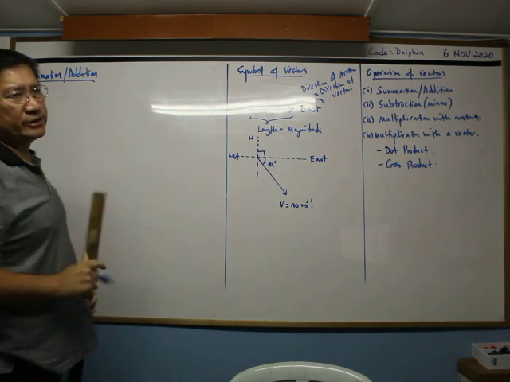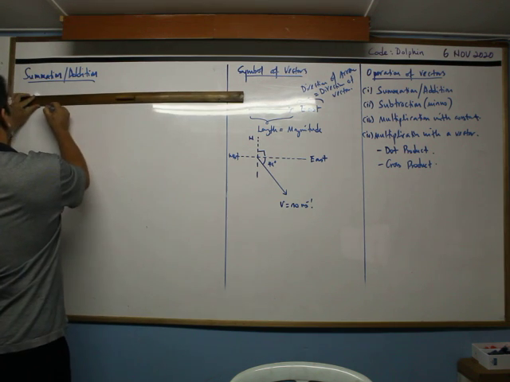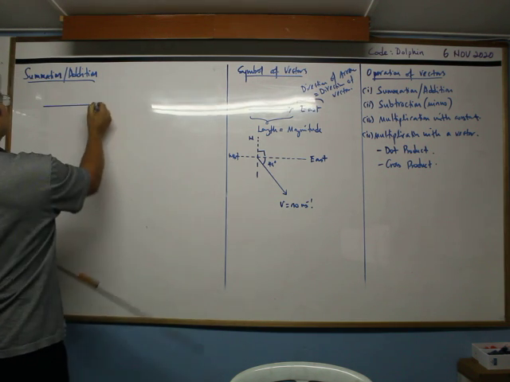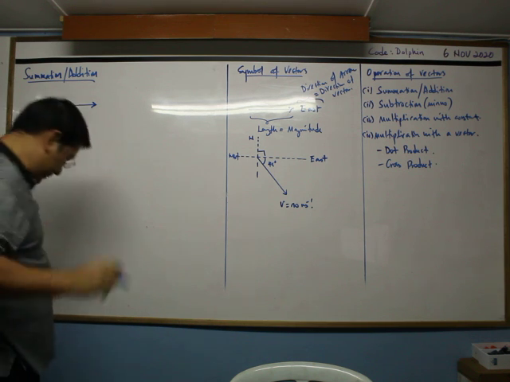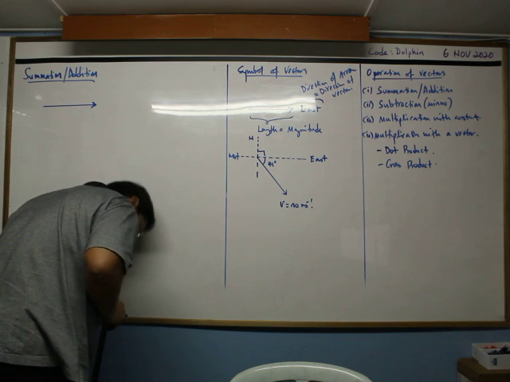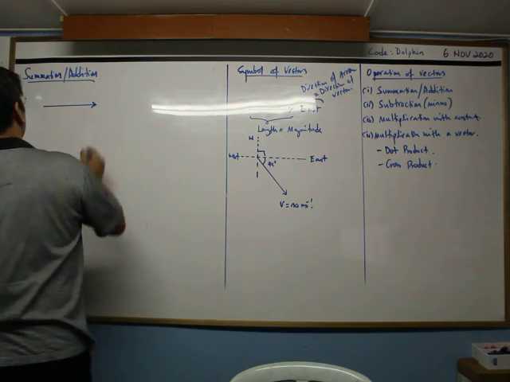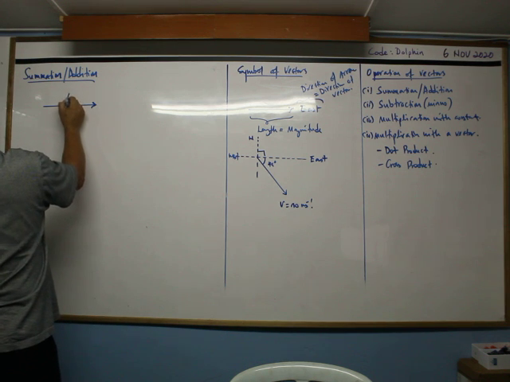Okay, let's assume you have two vectors. I will call the first vector, vector A. Let's say this is our displacement. Okay, I call this vector A.